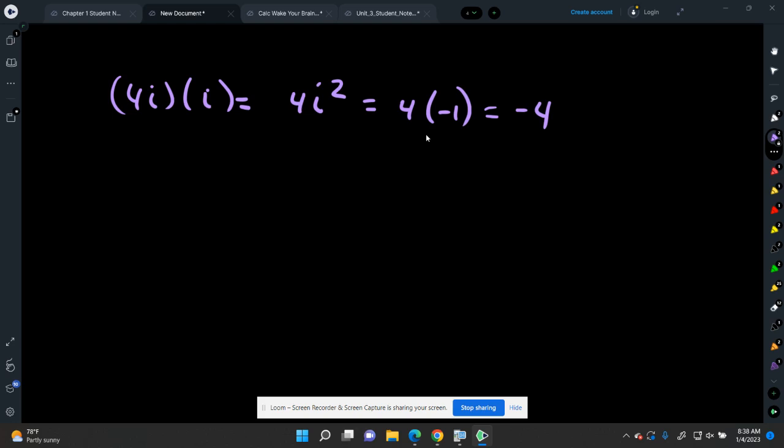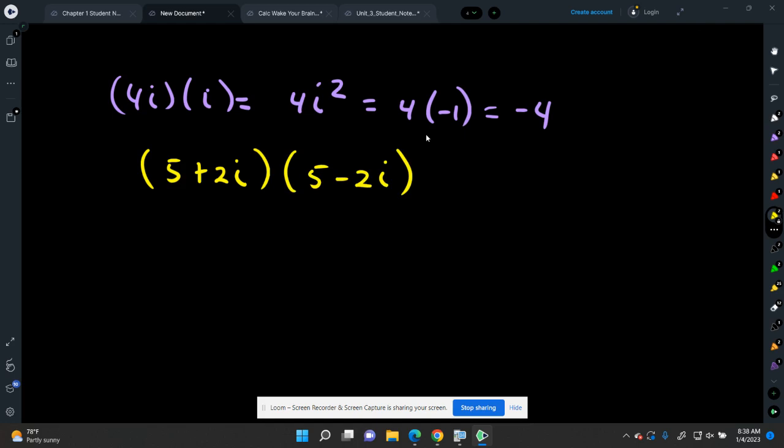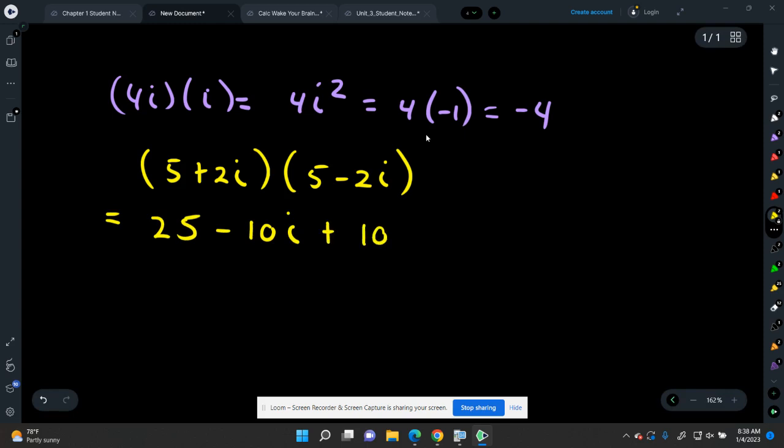So example number 3 that I gave you. What do you think we have to do with that one? 5 plus 2i, 5 minus 2i. What are we going to do? How do we multiply binomials? We have to FOIL it, yeah. So we're going to FOIL this. So we get 25 minus 10i plus 10i minus 4i squared.